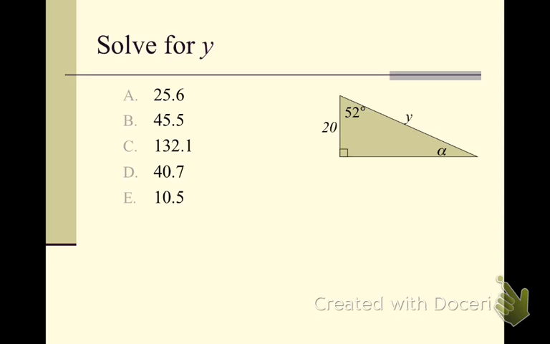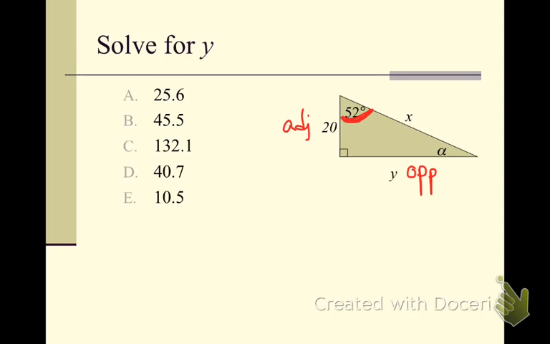Similar problem here, only now we're solving for y, so let's see. We figured out x in the previous problem. 52 is the degrees of the angle we know. We've got the adjacent side 20. y is the opposite side.